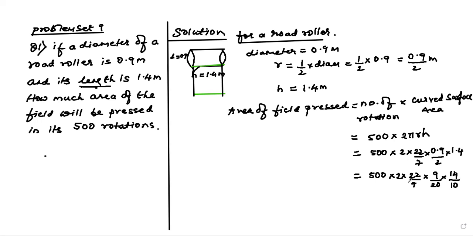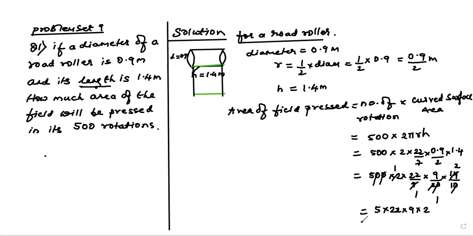Now you can see the cancellations. 22 upon 7. 7 ones are 7, 7 twos are 14. The 0 gets cut with the 500's 0. Another 0 cuts with the 500 as well. And then 2 ones are 2, ones are. So what is remaining on top? 5 into 22 into 9 into 10 into 2. So 2 fives are 10.